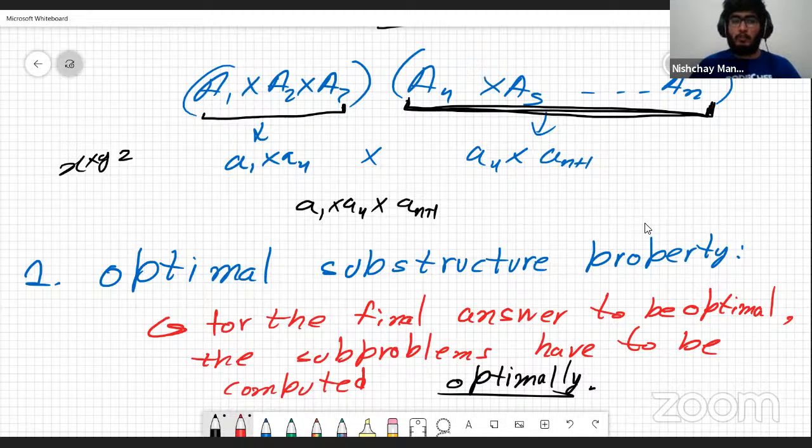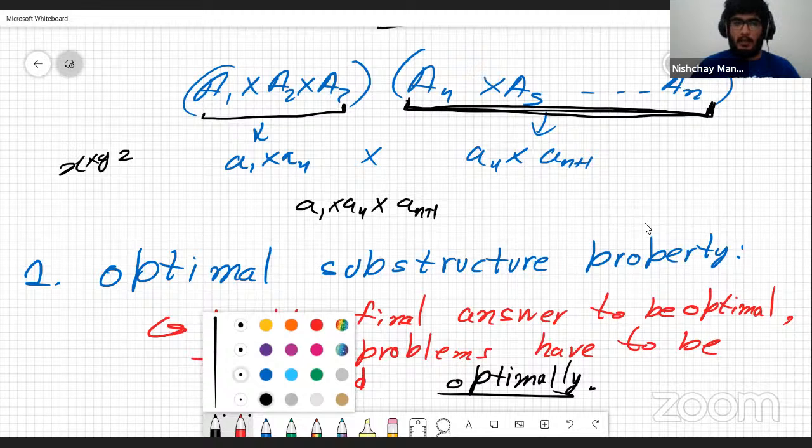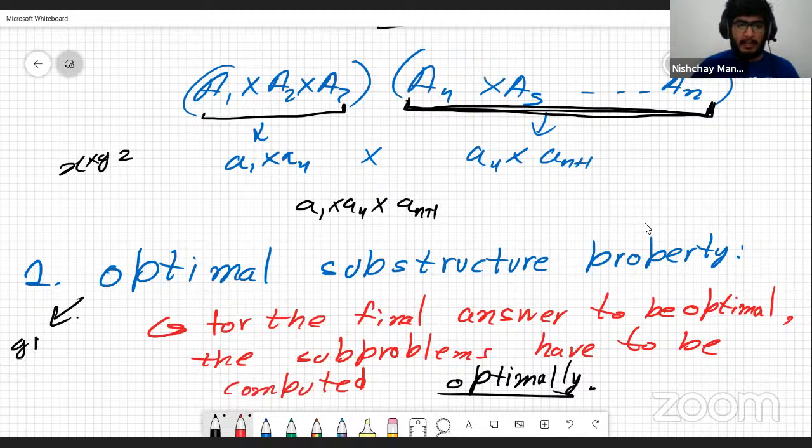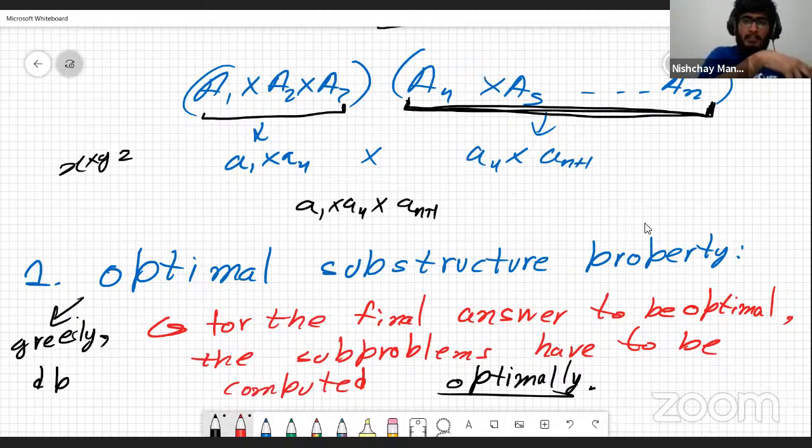This property is also observed in greedy problems, right? This is both in greedy and DP, right? So whenever you see this property in a problem where there is a huge set and the optimal answer in this set is related somewhat to the optimal answer of a subproblem, then that means this problem is either a greedy problem or a dynamic programming problem, right?